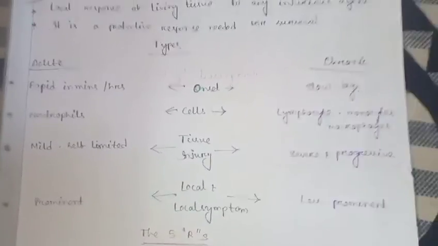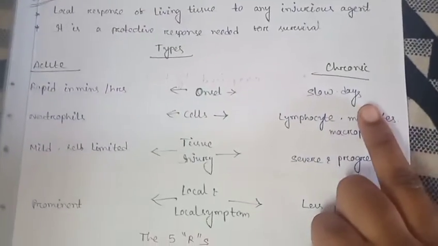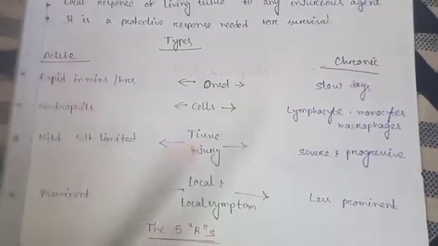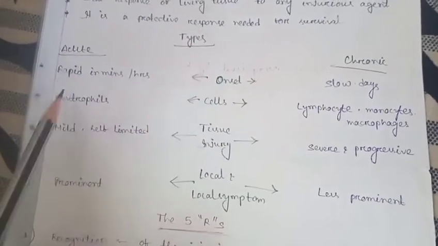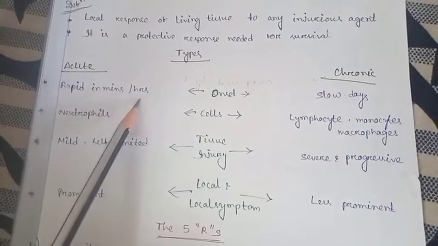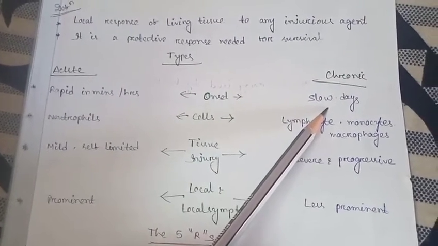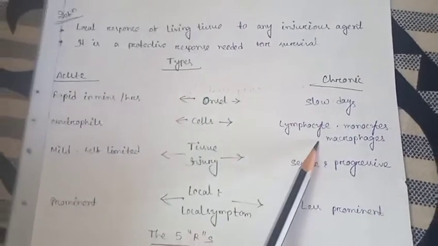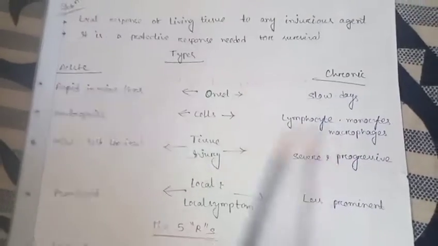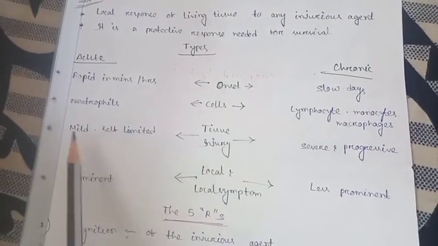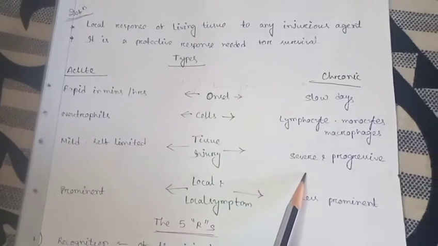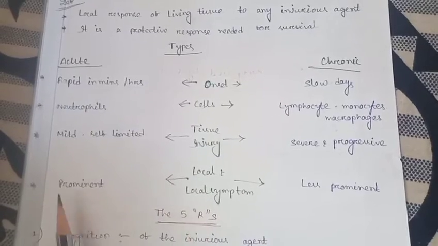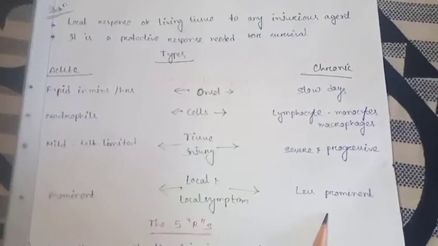These types of inflammation, that is acute inflammation and chronic inflammation, we discuss by differentiating both. First is the onset. Acute inflammation is rapid, in minutes to hours, whereas chronic is slow, in days. Then the cells: in the acute case, the cell involved is the neutrophil. In the chronic case, it is lymphocyte, monocyte and macrophage. Then tissue injury: in the acute it is mild and self-limited, whereas in chronic it is severe and progressive. And the local symptoms in the acute are prominent, whereas in the chronic they are less prominent.